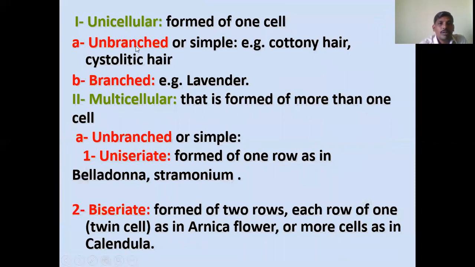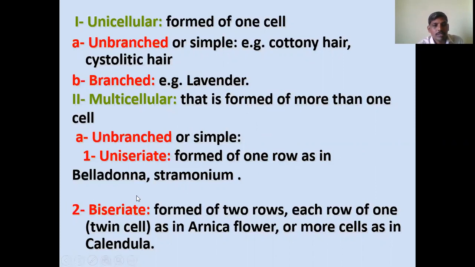So unicellular, as just said, is formed of one cell. Unbranched means simple trichome, cottony hair, and cystolith hair. Branched is present in lavender. Multicellular is formed of more than one cell. Unbranched is simple uniseriate, one row of cells present in the multicellular trichome.